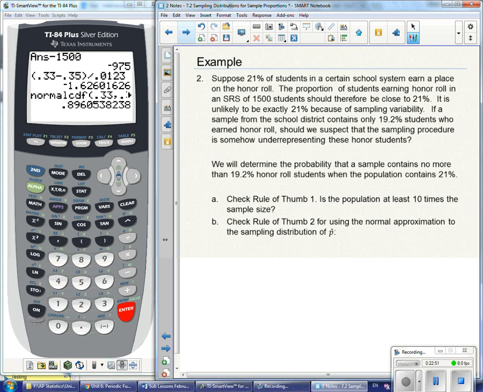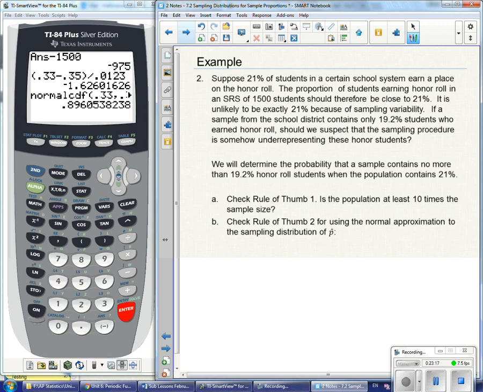So number 2 says, suppose that 21% of students in a certain school system earn a place on the honor roll. The proportion of students earning honor roll in a simple random sample of 1,500 students should therefore be close to 21%. It's unlikely to be exactly 21% because of sampling variability. If a sample from the school district contains only 19.2% of students who earned honor roll, should we suspect that the sampling procedure is somehow underrepresenting these honor roll students?